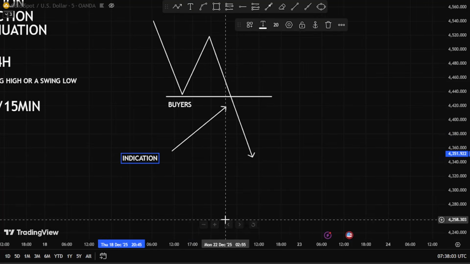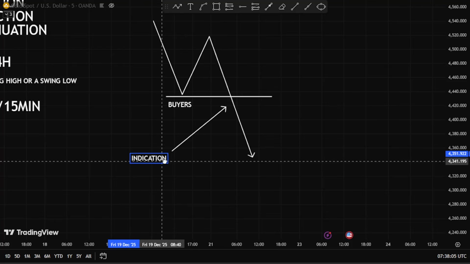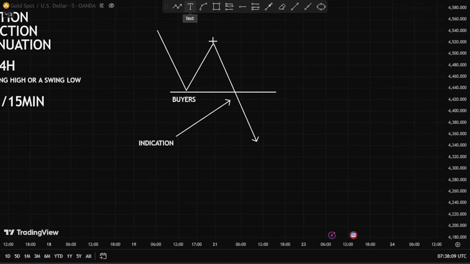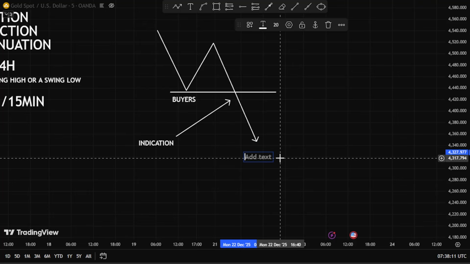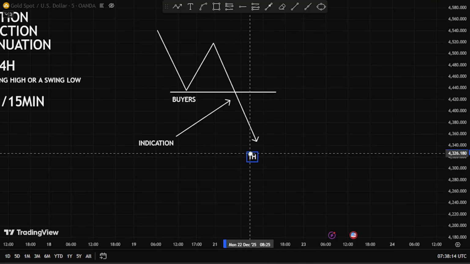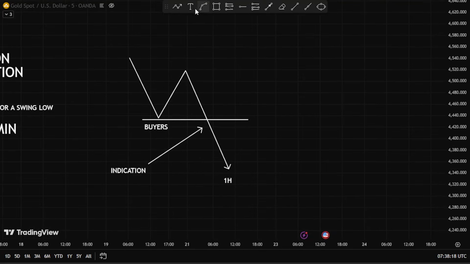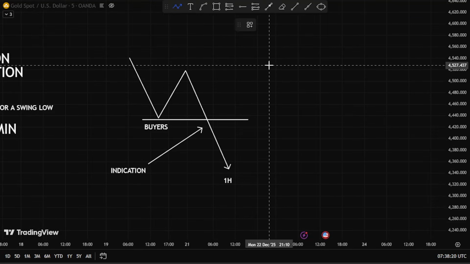Indication, right? So price indicates to us that there are no more buyers sitting there. So this is your higher time frame movement, right? So the 1 hour or the 4 hour. So just like the way I did for the previous example, this is how your indication is going to look on the lower time frame.